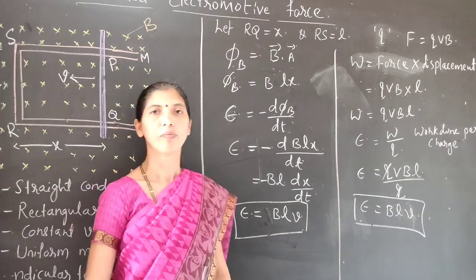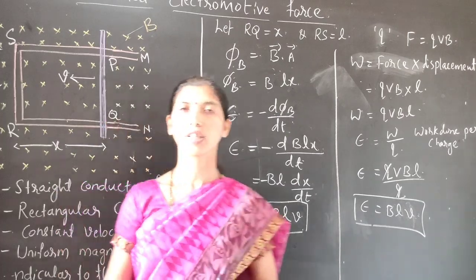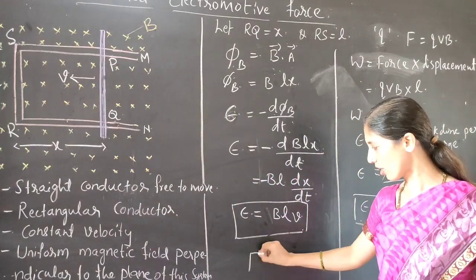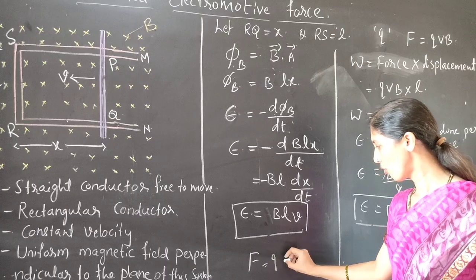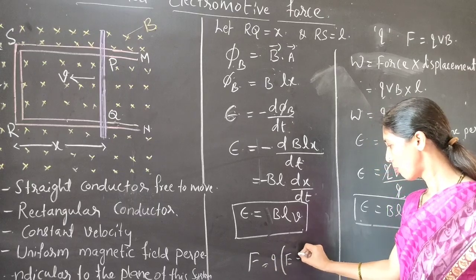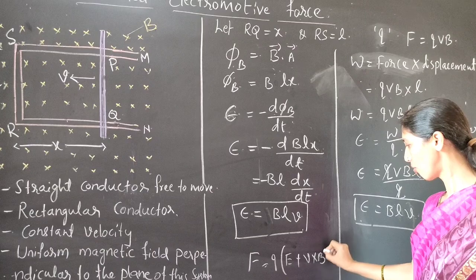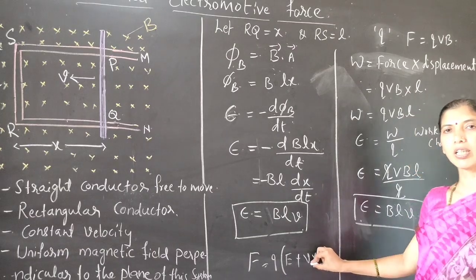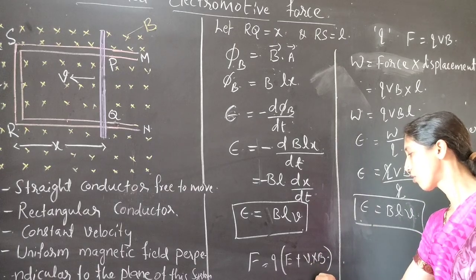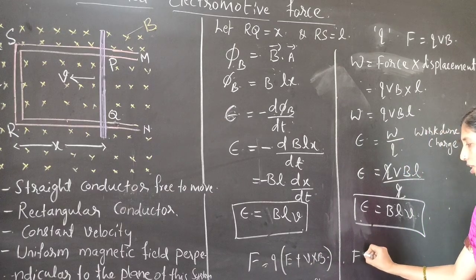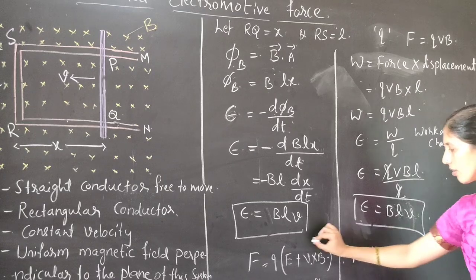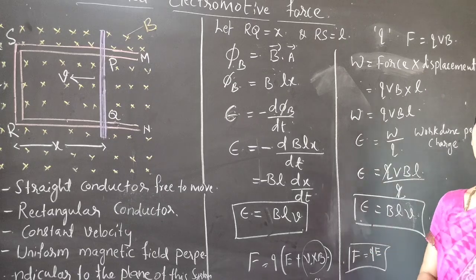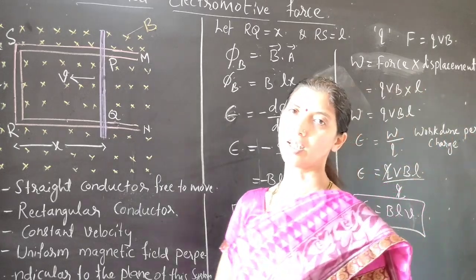Now, if the conductor is stationary, not moving, then the expression for the force is F equal to Q into E plus V cross B. Here V is equal to 0 in case of a stationary conductor. If V is equal to 0, F is equal to Q into E only, because this part becomes 0.